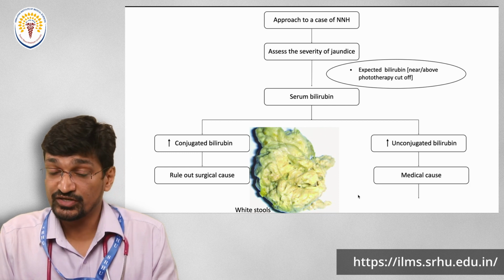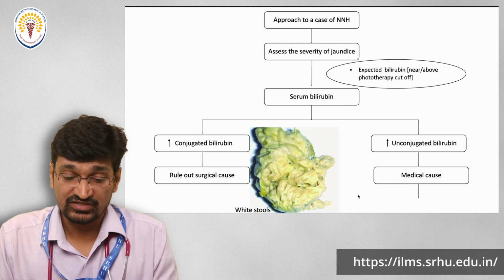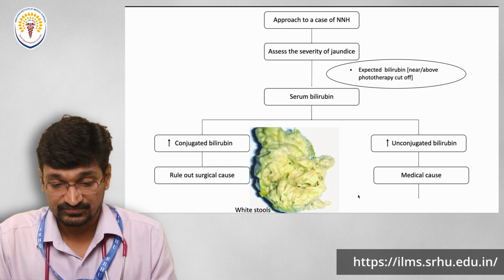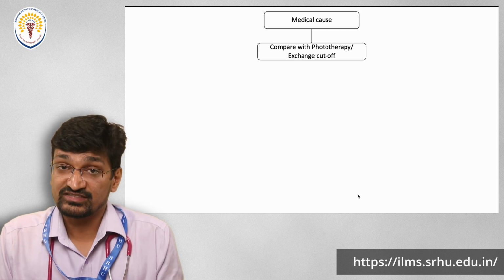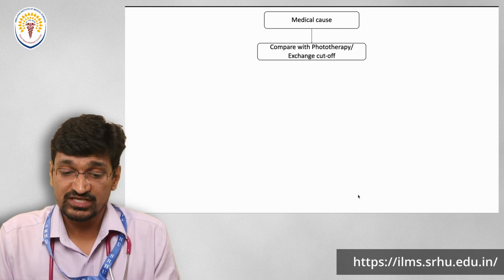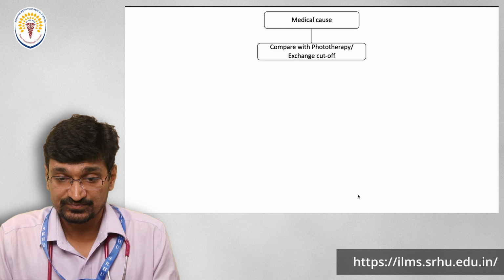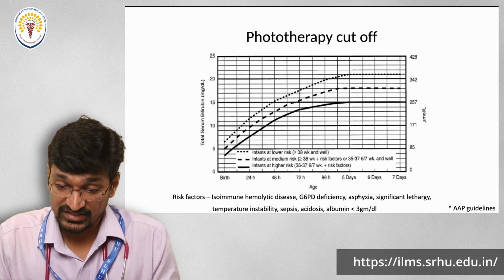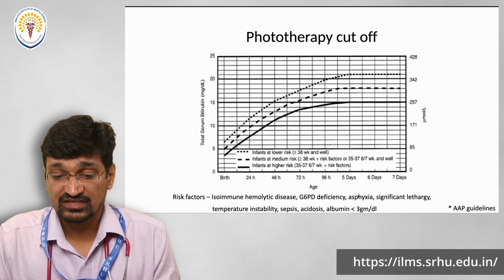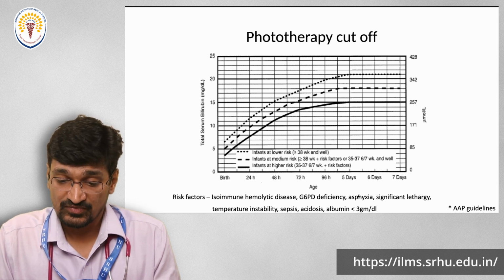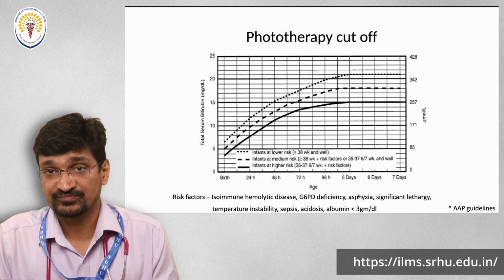If the unconjugated bilirubin comes high, then we think of medical reasons. To know whether the baby requires treatment, we compare the serum level with the treatment threshold cutoff of AEP charts. For this, we need to assess the gestation age of the baby, the risk factors for brain damage, and postnatal day of life.